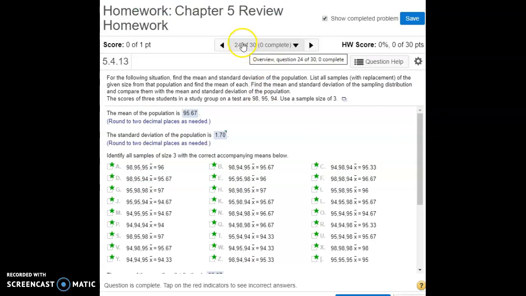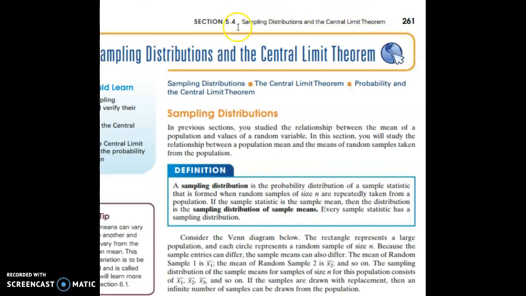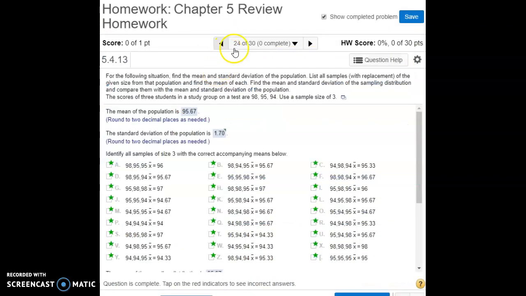Number 24 is all about the central limit theorem. And the central limit theorem and sampling distributions, you can read more about them in section 5.4. Basically, with a sampling distribution, we're looking at all the samples of the same exact size. And if we were to look at means of all those samples of the same size, then we would have the sampling distribution of all those sample means. And that's what we're doing here in this problem.